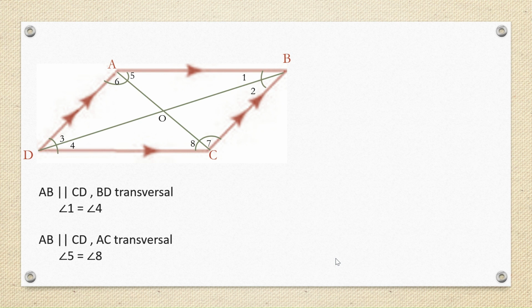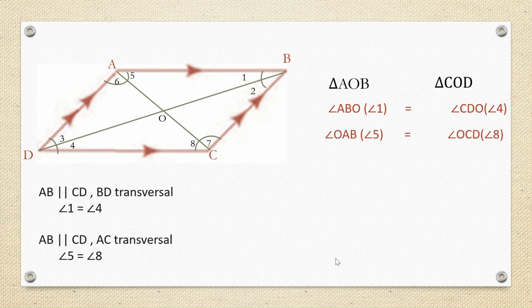Now we will take the two triangles AOB and COD. In these two triangles, first thing is angle 1 and angle 4 are equal, and then we have angle 5 equal to angle 8. Along with that, angle AOB equals angle COD, as they are vertically opposite angles. Now these three angles from both the triangles are equal, which means both the triangles are congruent using AAA congruency.